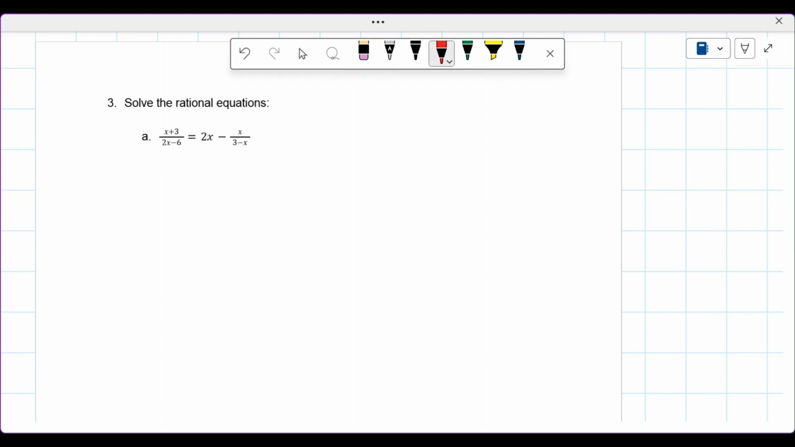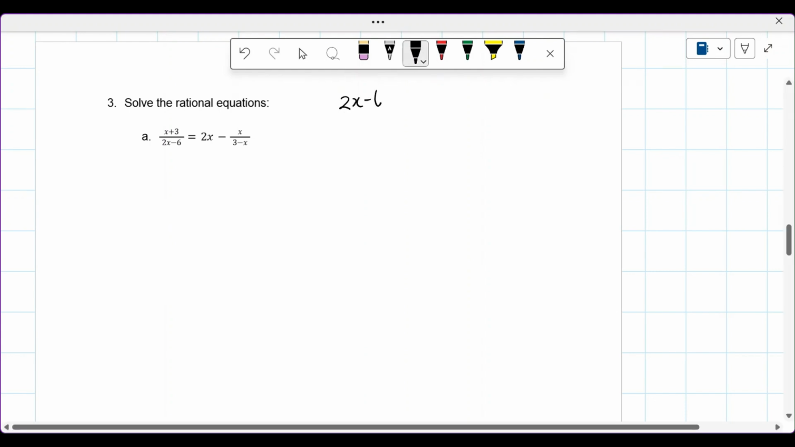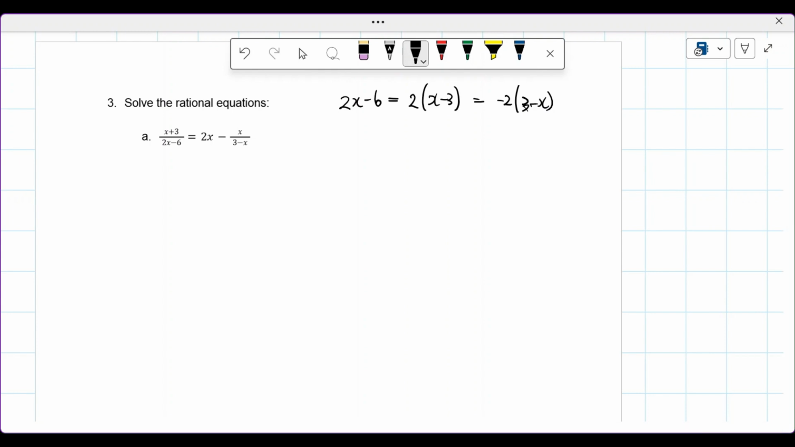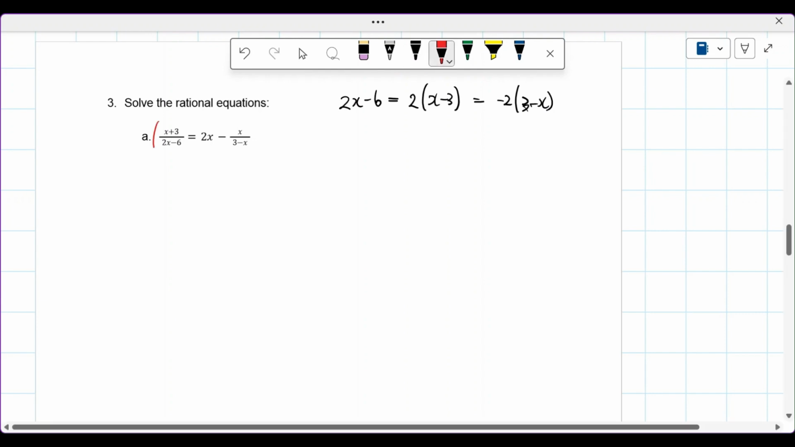Now, I noticed that 2x minus 6 and 3 minus x are kind of related to each other, because 2x minus 6 can be written as 2 times x minus 3, or it can be written as negative 2 times 3 minus x. So I'm going to be mindful of that. If I multiply both sides by 2x minus 6, it's going to also get rid of the right-hand side 3 minus x denominator as well. So let's multiply both sides by 2x minus 6.